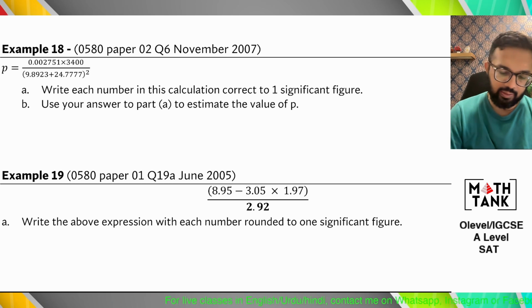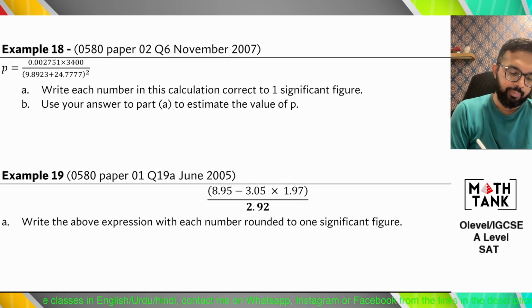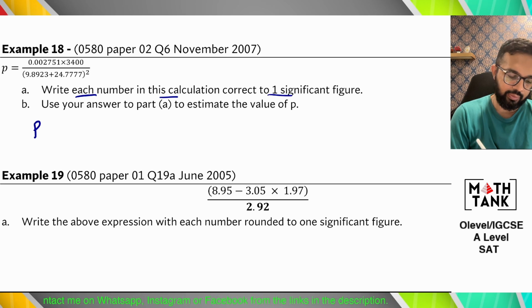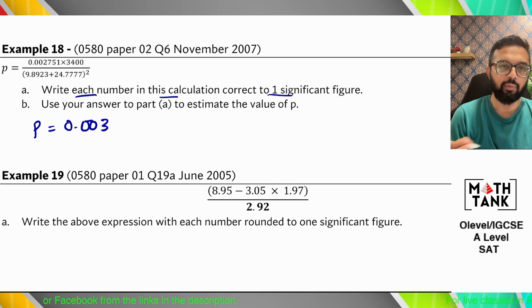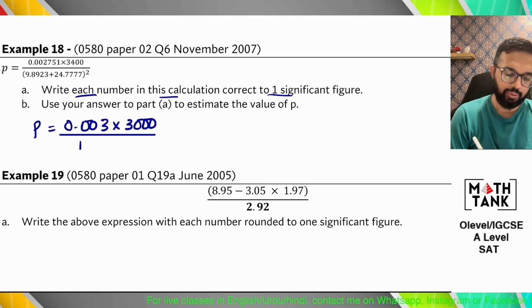Okay, example 18 says 0580. Okay, write each number in this calculation correct to one significant figure. So this would become 0.003. 2751, 2 is the first significant figure. Then 3400 would round off to 3000. Okay, 9.89 will round off to 10, and this would round off to 20.